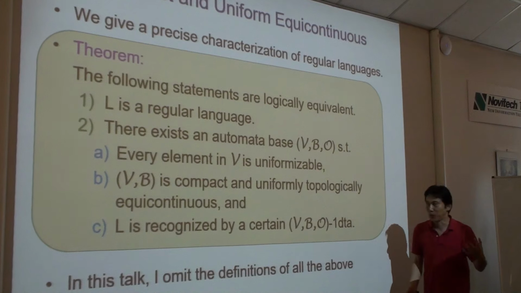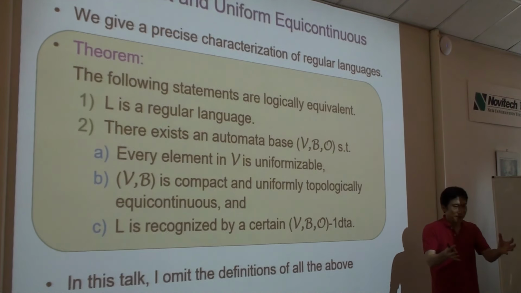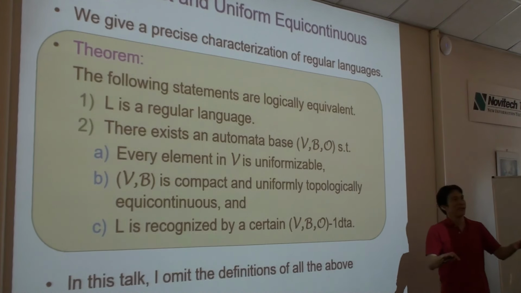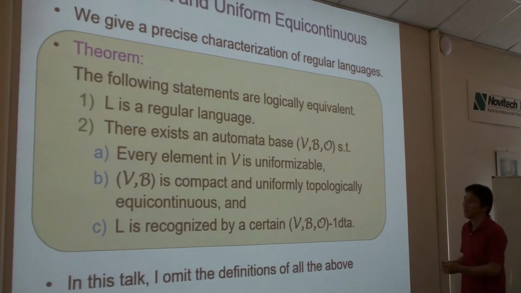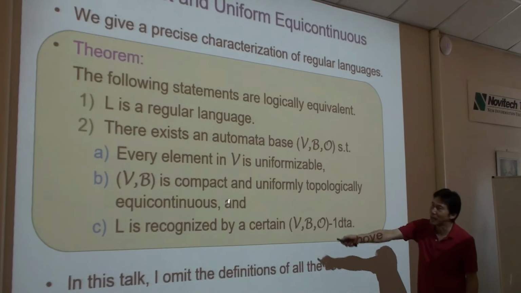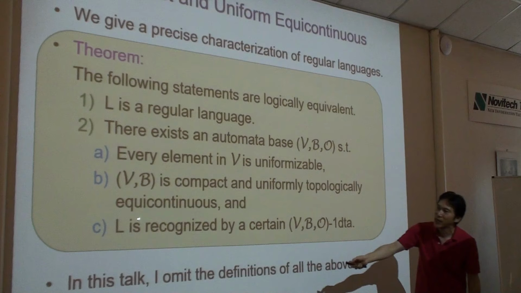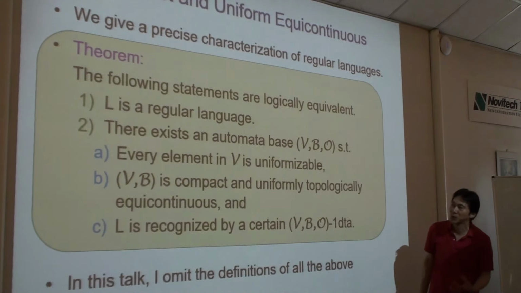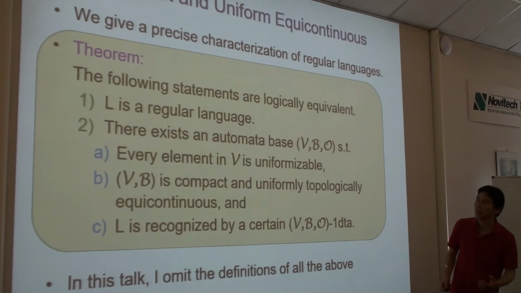That's a mathematical notion, and that means the points are covered by many open sets. Then you can pick a finite number of open sets that covers the whole entire space, right? So that's the compactness. And also we have the uniformly topologically equicontinuous. This is a notion slightly weaker than the standard continuous notion.